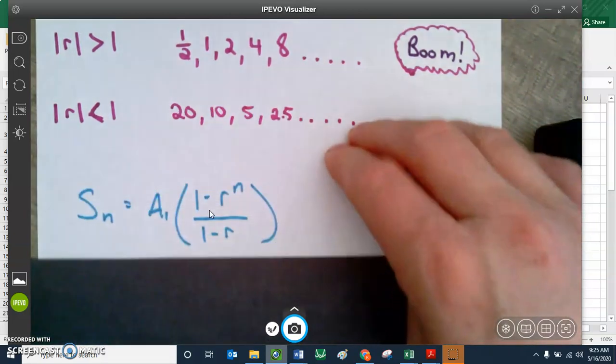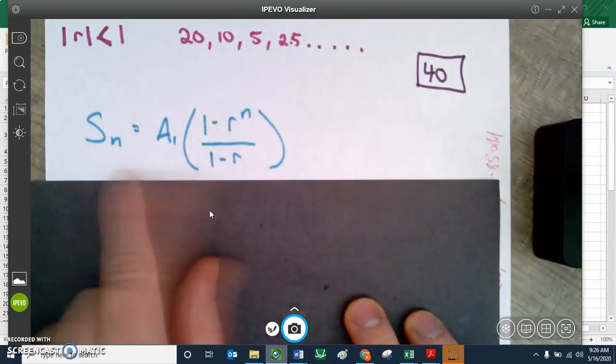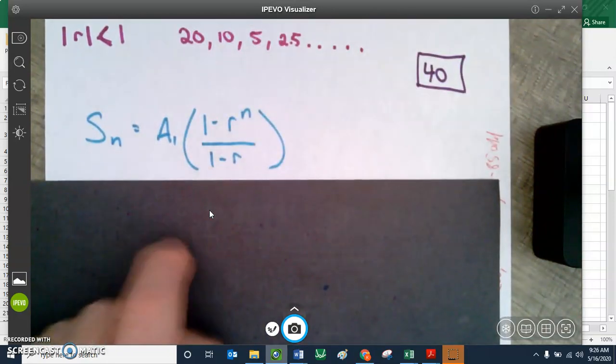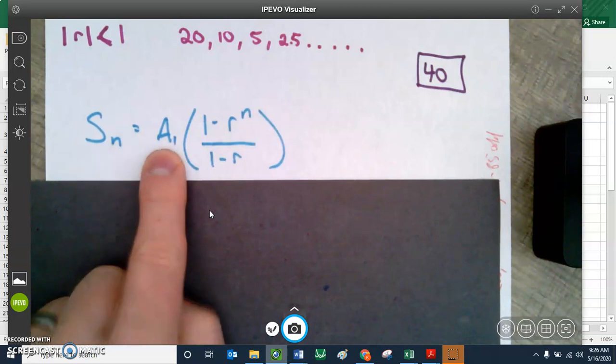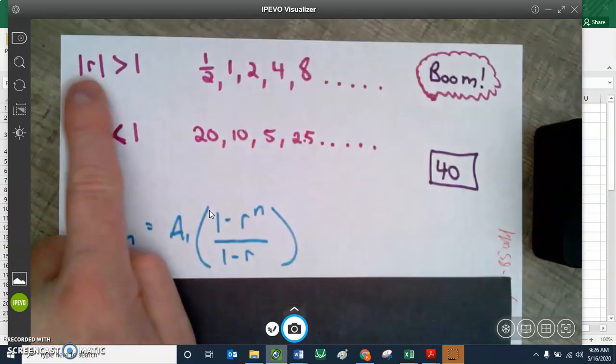Okay, so I want to do a quick examination of the formula, and then I'll send you on your way. Here's our S_n formula for a geometric series. We have our first term, 1 minus r to the n. If r is bigger than 1, right here, right?